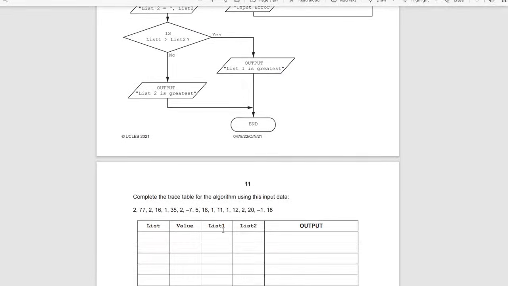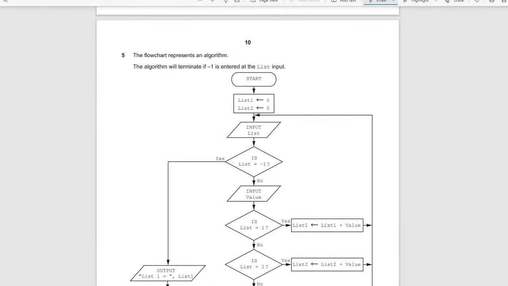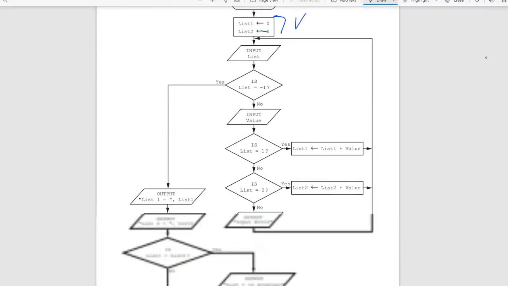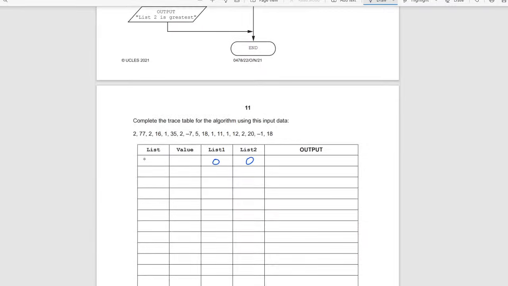So here, always start off with 0. So this one we can even speed up here. Here it'll both be 0, so we have done that. Then we input the list. Okay, so let's input the list. Input the list would be 2 here. Okay, you move on to the next one though. So you input the list.